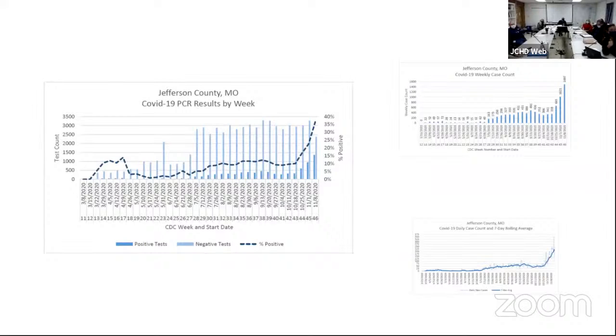Next. Same thing in our other charts. So as you're seeing our PCR test, our lab positivity tests, our weekly case counts, and our 7-day rolling averages, they all follow that same pattern with their charts.